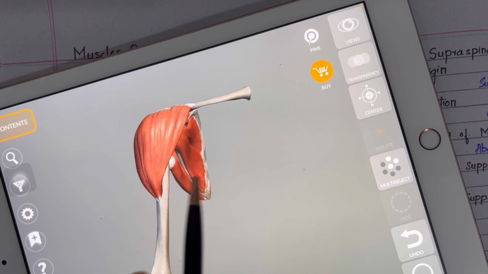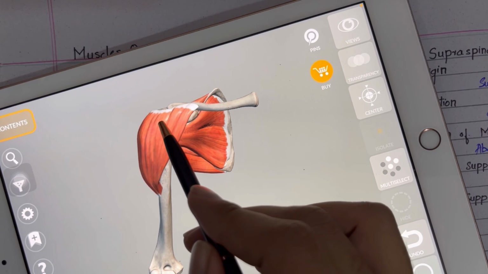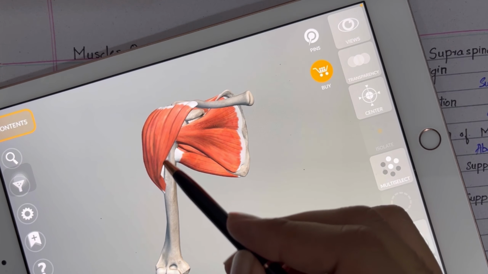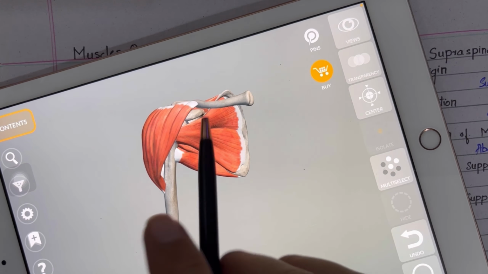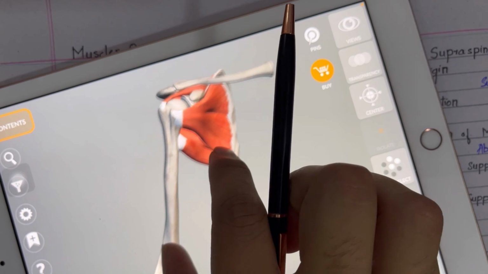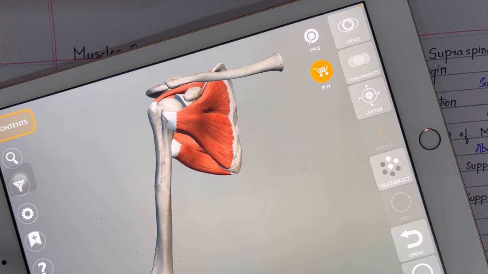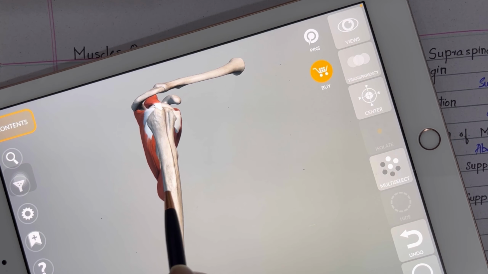Student, the deltoid muscle moves inferiorly and laterally to the humerus bone, and it inserts on the deltoid tuberosity. This deltoid tuberosity is the rough elevation on the lateral side of the humerus bone.